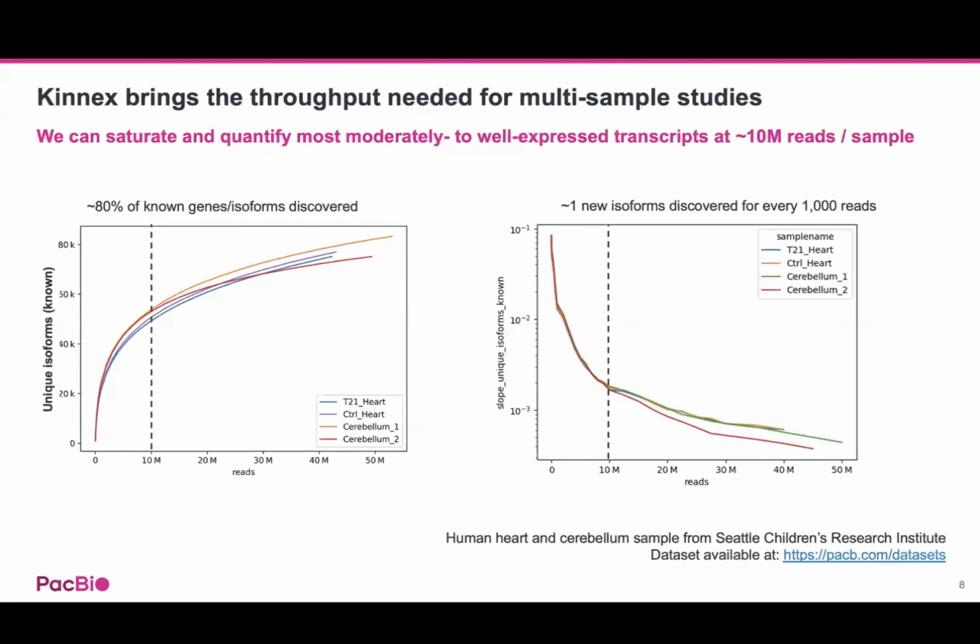We've tested the sequencing depth for bulk RNA sequencing using Kinnex kits. Looking across different samples and tissues, we find that generally for most samples, somewhere between 10 to 20 million reads are when 80% or more of the known genes and isoforms are identified. Another way of looking at this is looking at the isoform discovery curve on the right-hand side. At 10 million reads per sample, one new isoform can be discovered for every thousand new reads.